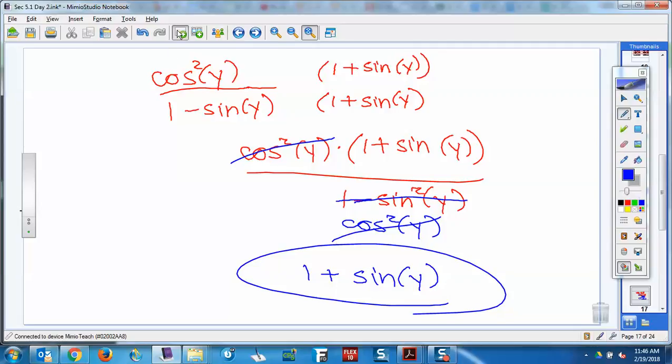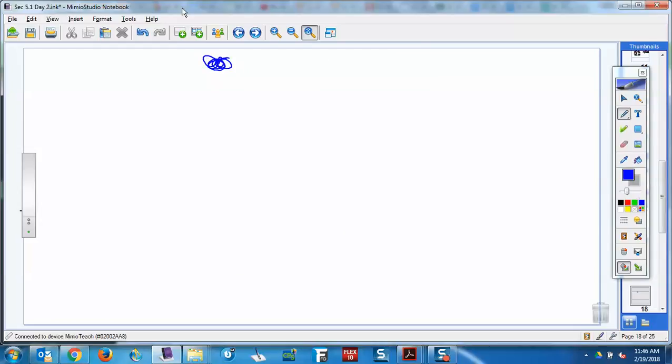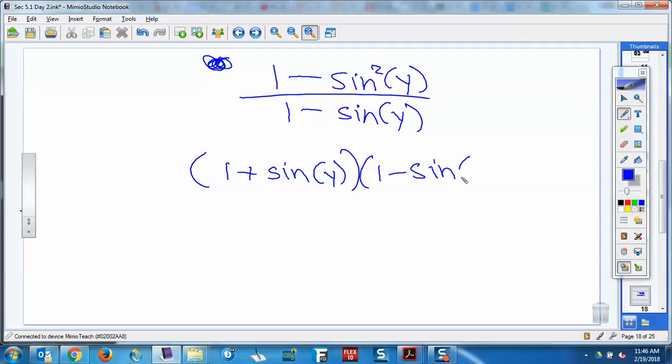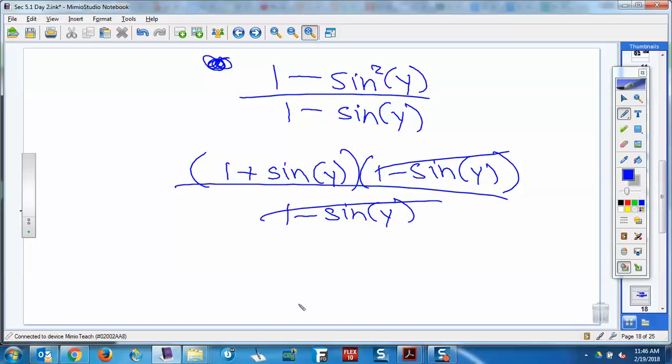But here's what Kale's saying: he's just going to take this cosine squared and right off the bat write it 1 minus sine squared. Right? And then this is 1 minus sine y. Good, because now what can I do with this? Factor it. I can factor that into 1 plus sine y, 1 minus sine y. So that's just going kind of the other direction of what I did. 1 minus sine y, cancel, cancel. Final answer 1 plus sine y. That works good too.